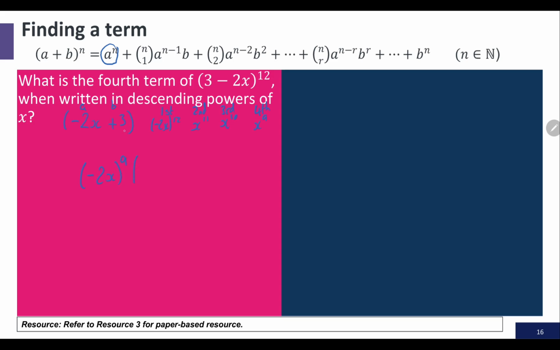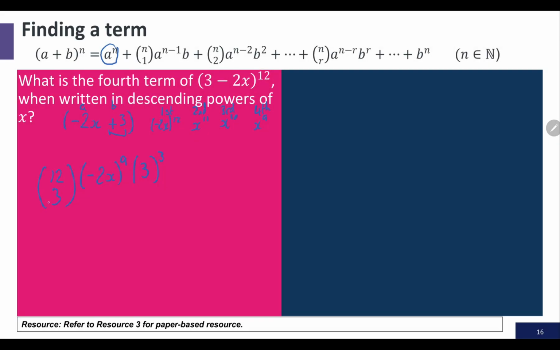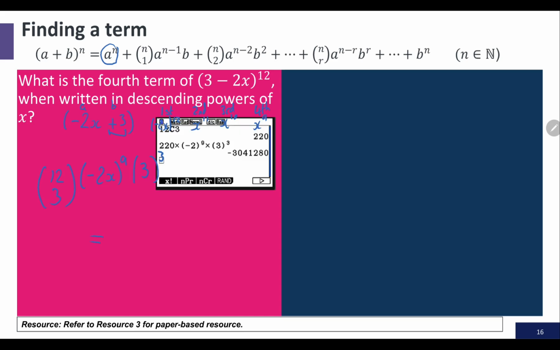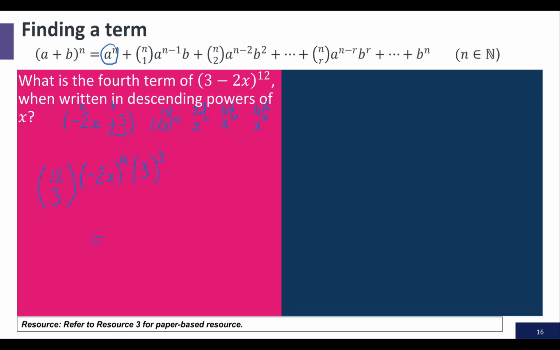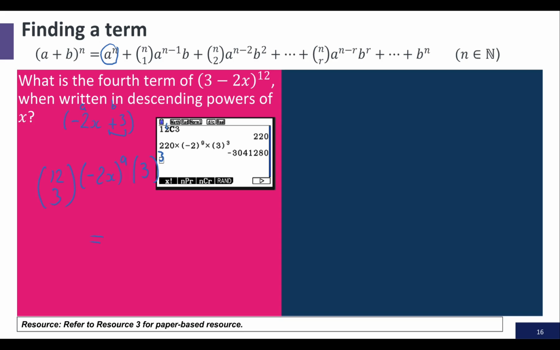So therefore, now remember this is on the right, so there's going to be 3 here, and that's going to be raised to the power of 3. And in here, my choose, it's going to be 12 choose 3. I'm going to use my calculator, it's going to do all the difficult arithmetic for me. So there we go, 12 choose 3 is 220. So 12 choose 3 is 220, and then I have minus 2 to the power of 9, the number in front of x, and then 3 cubed is 27.